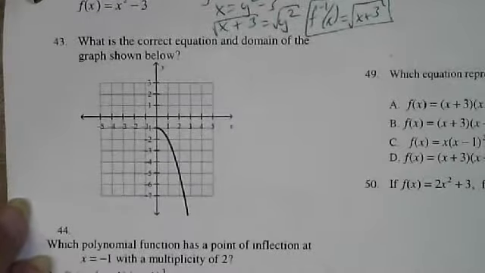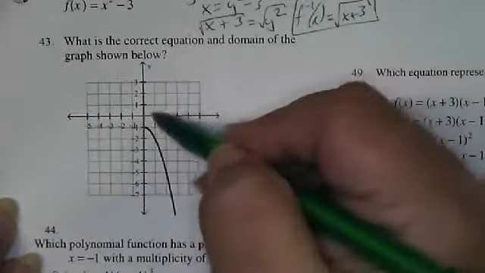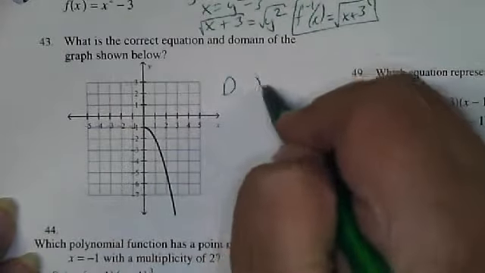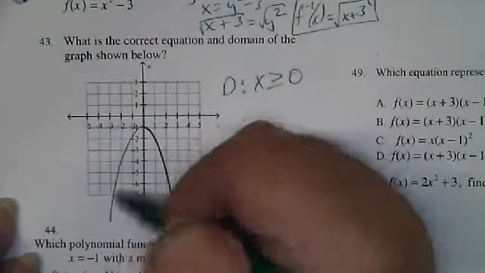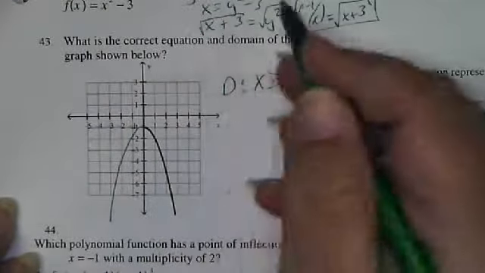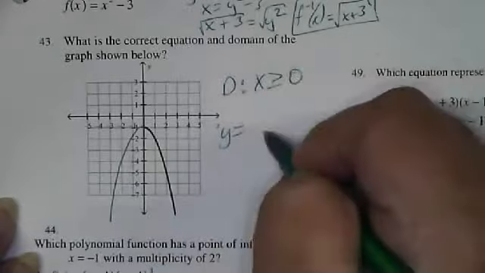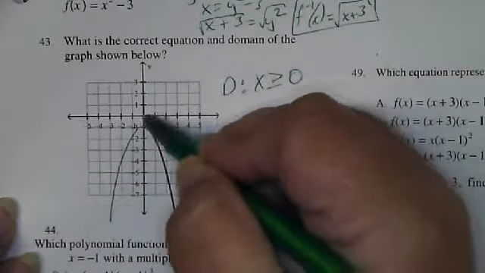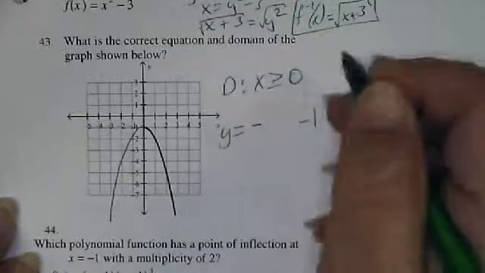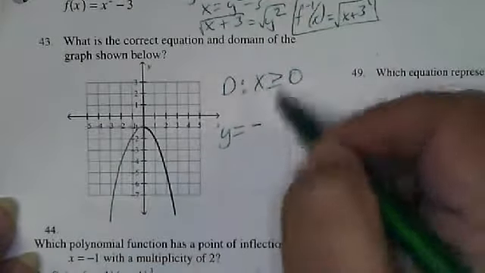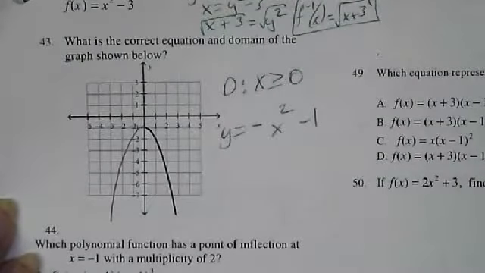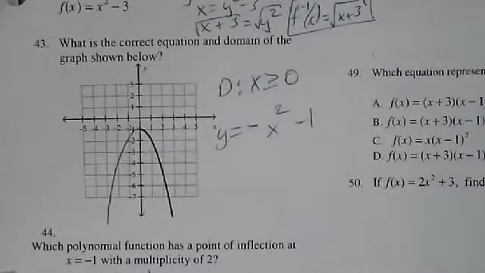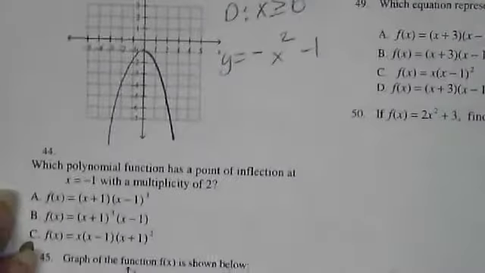Alright, 43. What is the correct equation and domain of the graph shown below? So we know that the domain is x is greater than or equal to 0. And if you draw the rest of this, you can see that this is a parabola. So y equals, now it's opening down, so it's negative. It's shifted down, so it's minus 1. And it is 1 to 1, so it's x squared. No shift left or right. Just negative because of the reflection, and minus 1 because it moved down 1.